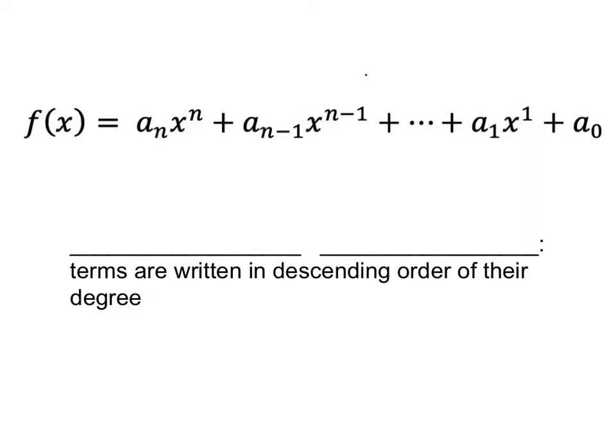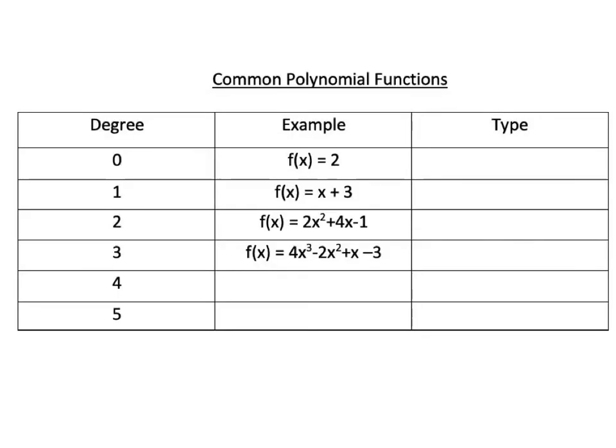So when we write polynomial functions, it's considered to be in standard form when the terms are written in descending order of their degree. So highest exponent first, and it descends. Let's just go through some names that polynomial functions take on based on their degree. So this has a degree of 0 because it has no x. It's equivalent to 2 times x to the 0. And this is a constant function. If you were to graph it, it would be a horizontal line fixed at 2. When the degree is 1, hopefully you remember that this is called linear.